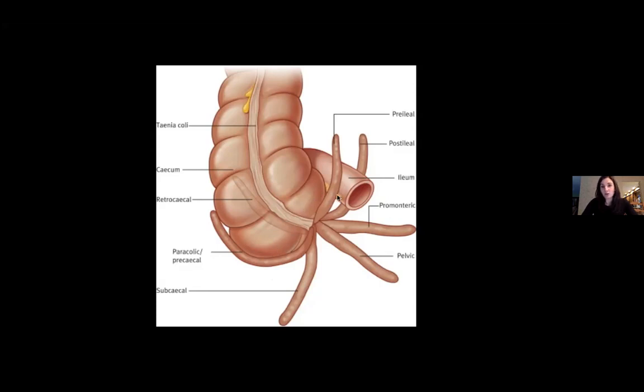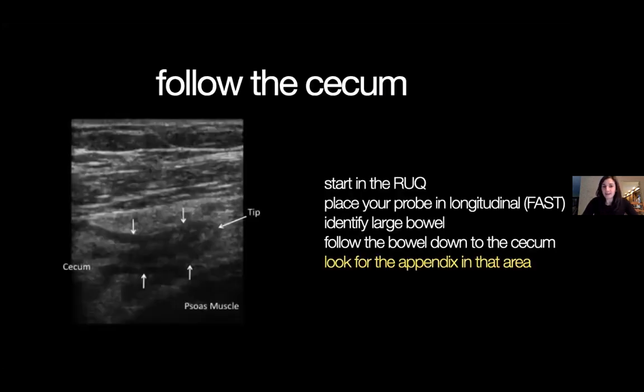You're going to go mow the lawn until you find that little taper zone where you're going to see dirty gas, and then something that looks tubular, that is the appendix. So you start in the right upper quadrant, you move down, probe in longitudinal, you identify the large bowel, which is dirty gas. You follow the bowel down until you see that tapering, and then you try to find the appendix. This is an example.